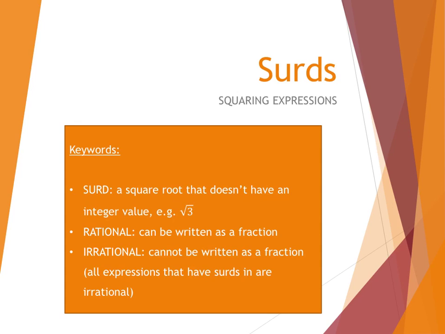Rational means that a number can be written as a fraction. So for example, 0.3 recurring can be written as a third. So that's an example of something which is rational. 0.5 could be written as a half, that's fine as well.